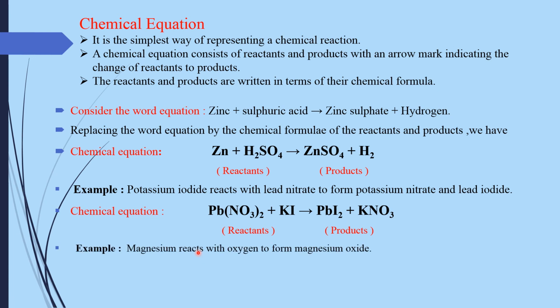Here is another example. Magnesium reacts with oxygen to form magnesium oxide. The chemical equation for the above reaction can be written as Mg plus O2 gives MgO. That is, magnesium plus oxygen gives magnesium oxide.